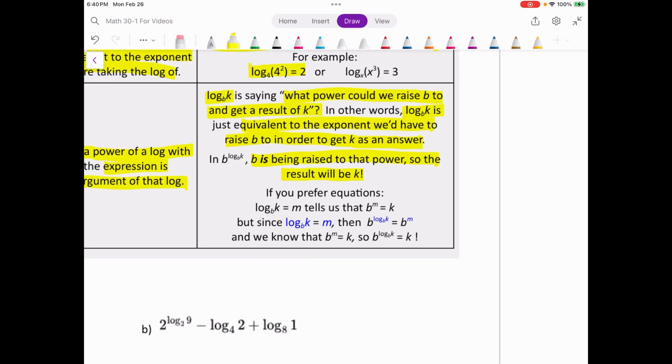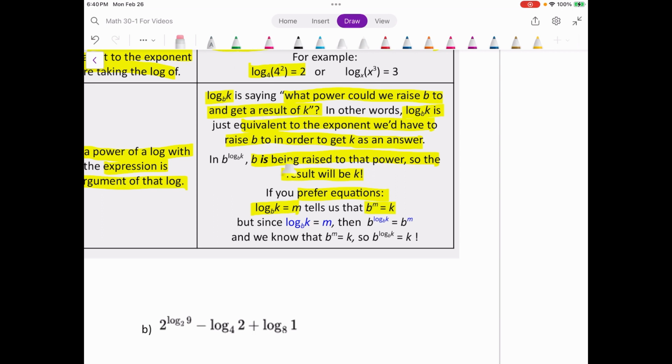We kind of just talked about this, but if you prefer equations instead of an explanation like that, right? Log base b of k equals m. I'm just letting m equal something. So b to the power of m equals k, right? It tells us that b to the power of m equals k.